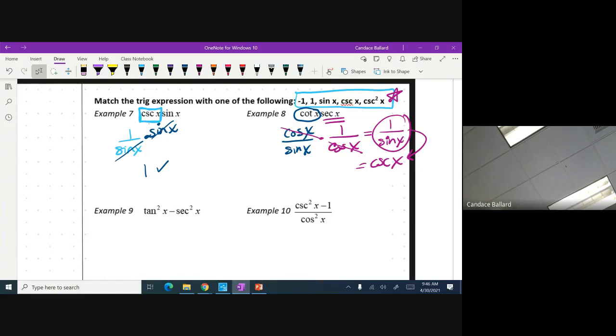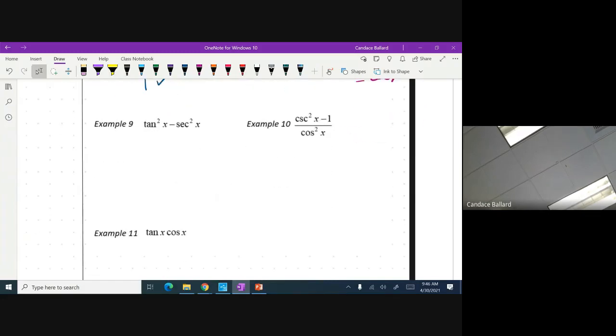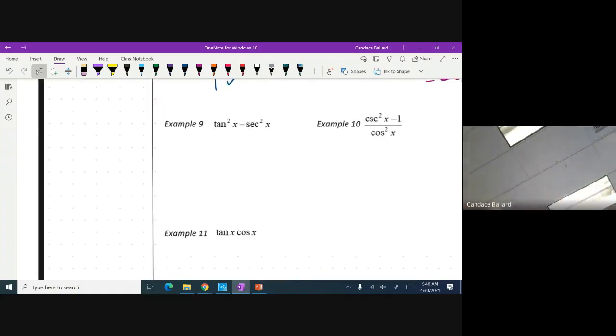All right. So let's look at example 9. We're only going through 11 today, so we're almost done. So when I see squared things, I think about the Pythagorean identities. So I am looking for something that says secant squared or tangent squared. I'm going to explain it 2 ways.